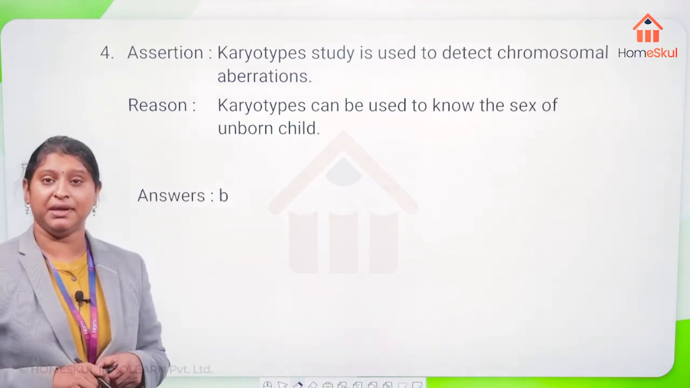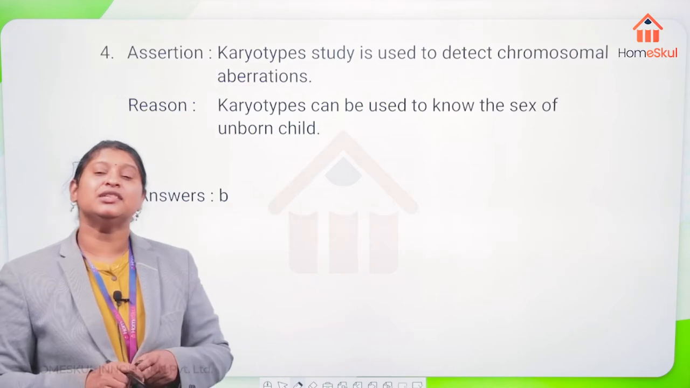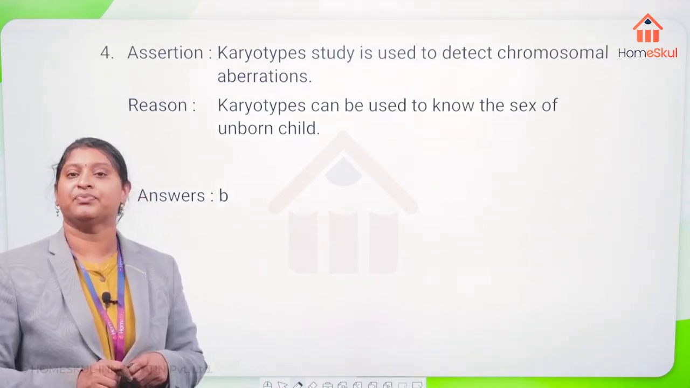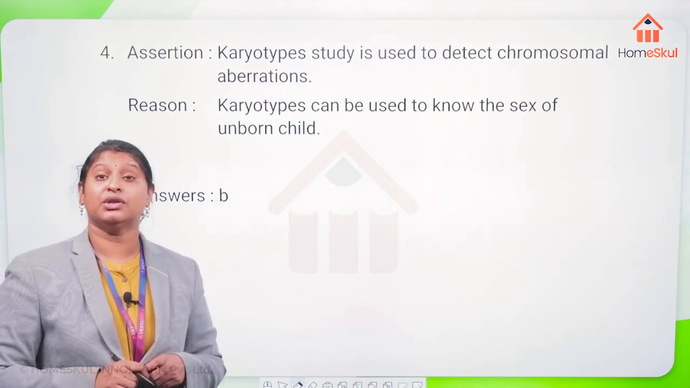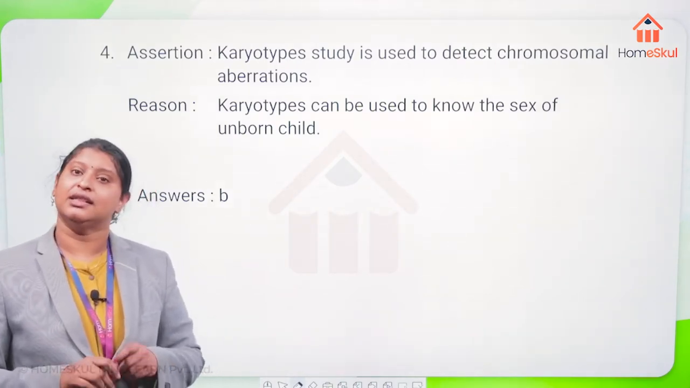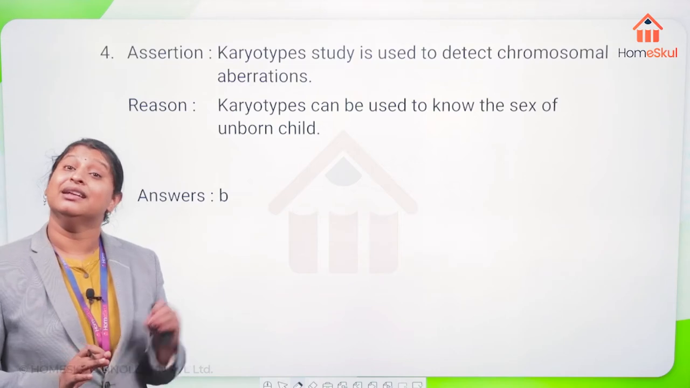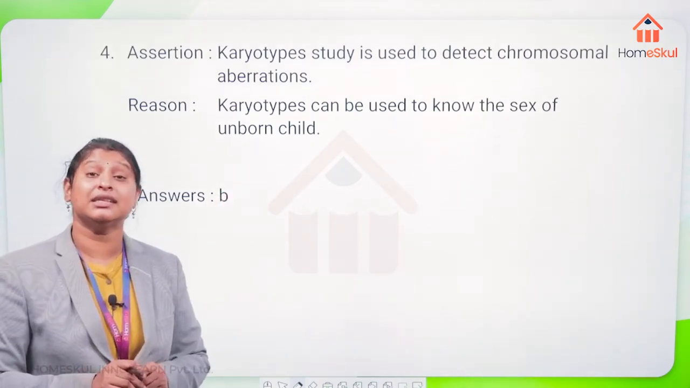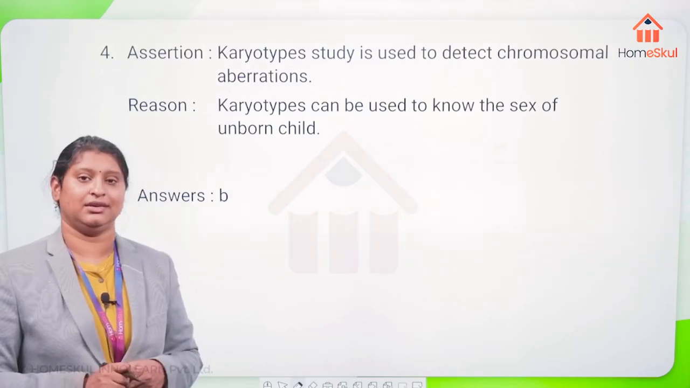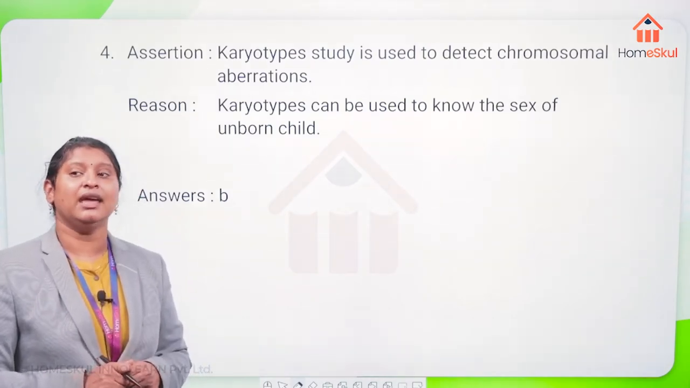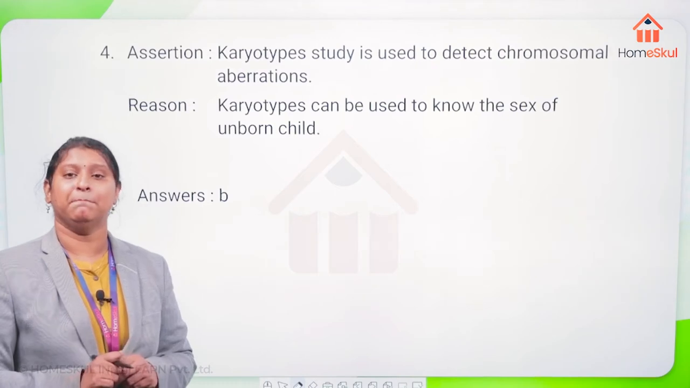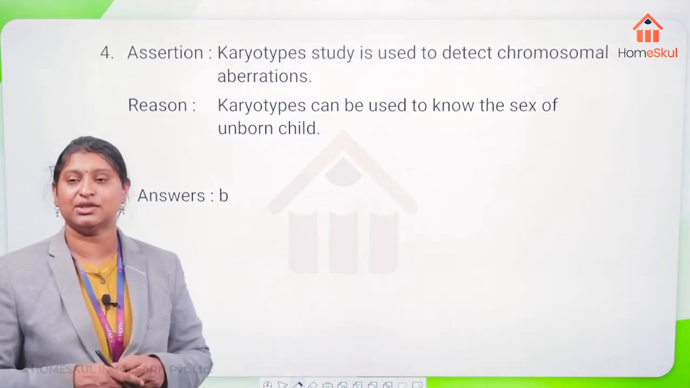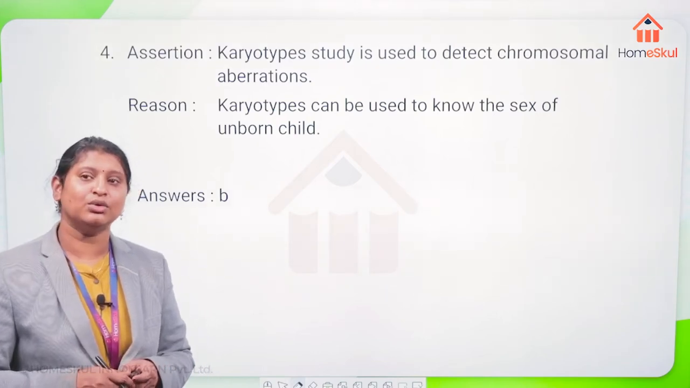Answer is option B. Karyotype study is used to detect chromosomal aberrations. That is correct only. Karyotypes can be used to know the sex of the unborn child. That is also correct, but this is not the correct explanation. The reason given is not the correct explanation of the assertion. That's why we have selected option B. Hope you understand. Moving into the next question.